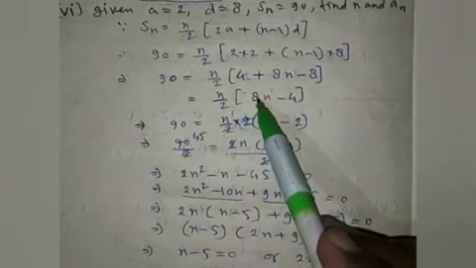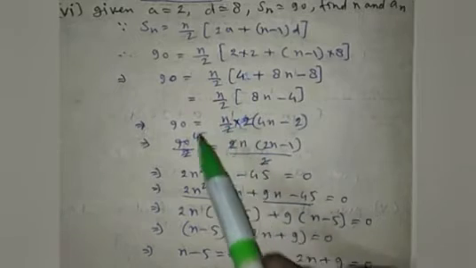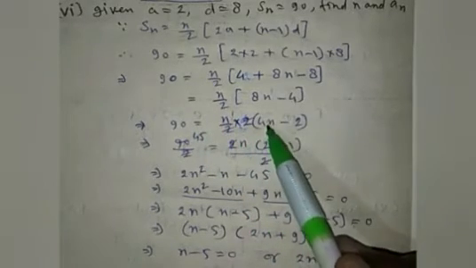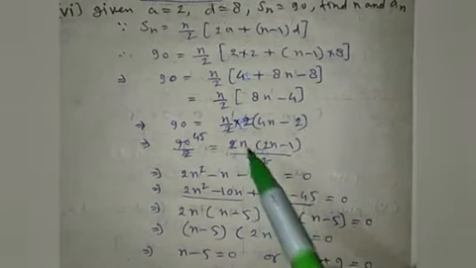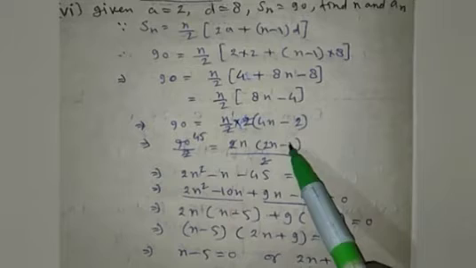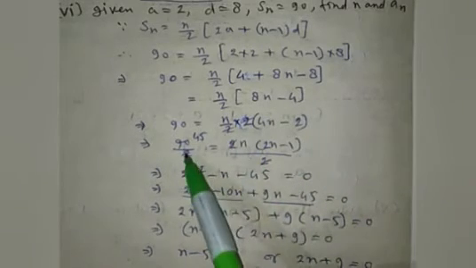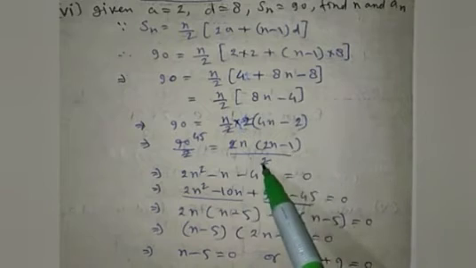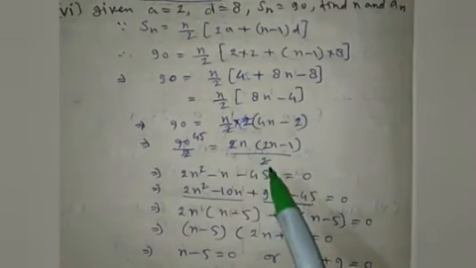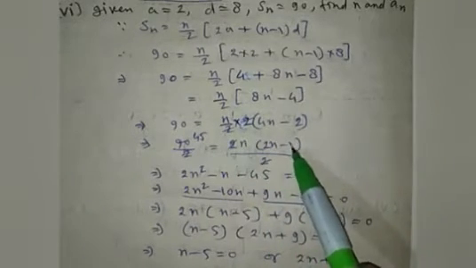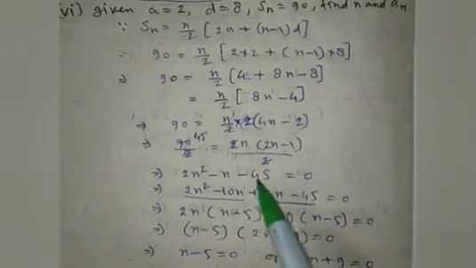Now taking 2 as common, so it will be equal to n by 2 into 2 into bracket 4n minus 2. 2 is cancelled out here. Now here taking 2 again common, so it will be 2n into bracket 2n minus 1, and dividing by 2 on both sides, it will be 90 divided by 2, here also divided by 2. 2 here is cancelled out. Here 90 divided by 2 will give 45. So multiplying n into 2n minus 1 will give 2n square minus n, and taking 45 on the right hand side will be minus 45. So it is equal to 0.